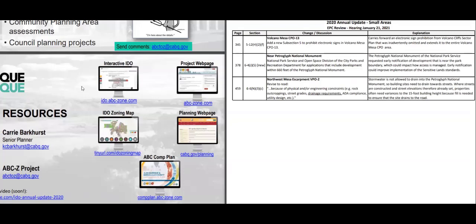And here's a few other resources. A link to an interactive IDO. So that's the adopted zoning regulations. Here's a map that shows all of these small mapped areas and where they apply. Here's a link to the comprehensive plan, other resources and forums and application information on the planning department's main webpage, and then also the city's project webpage, abc-zone.com, that has the most information about the review and approval process for the IDO annual update.